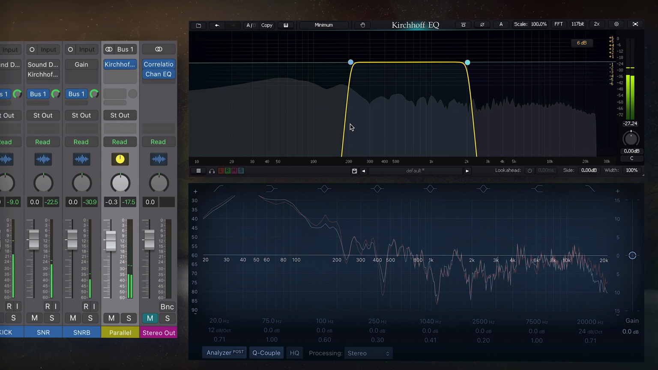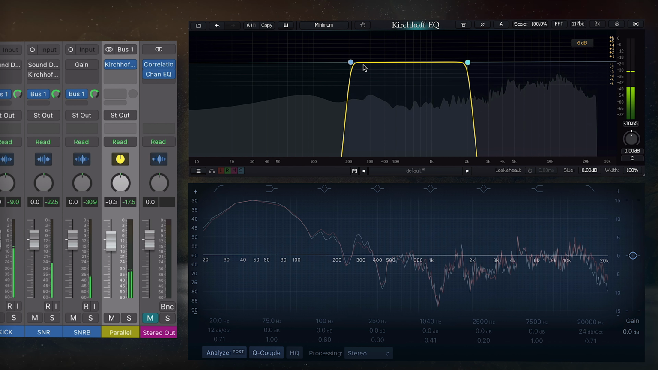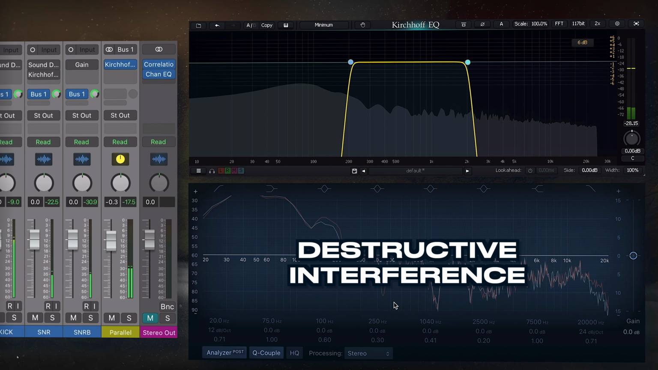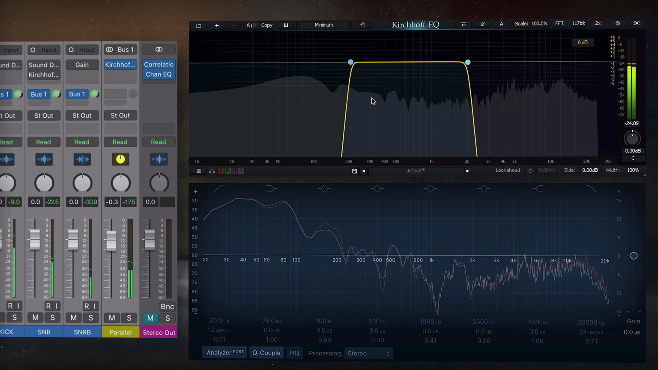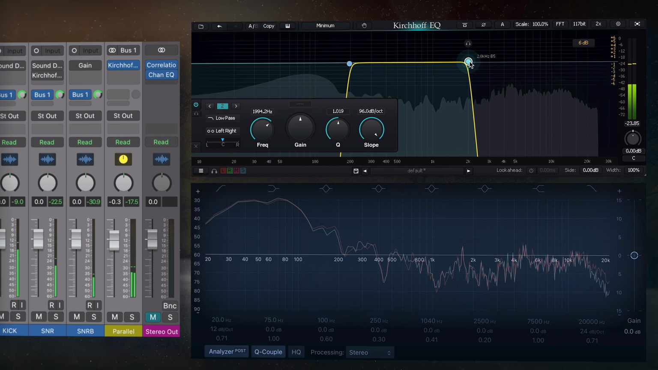Since we're adjusting the peaks and the troughs of the signal via phase rotation, when the two signals are combined, we'll notice destructive phase interference. Except this time, it's a lot worse. Now, since the signals were originally identical, shifting the phase rotation of the parallel track with an EQ has a huge impact on the phase relations.